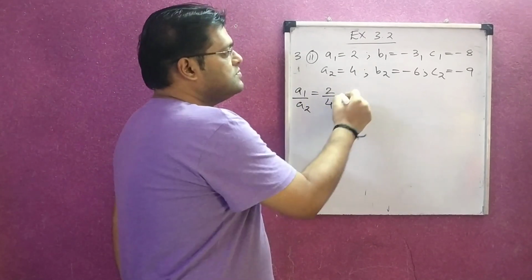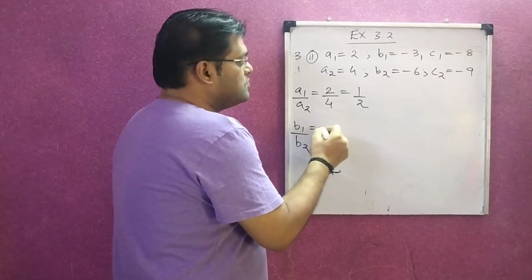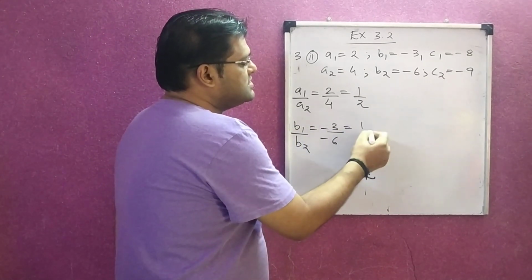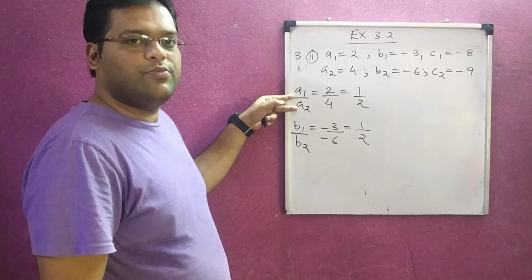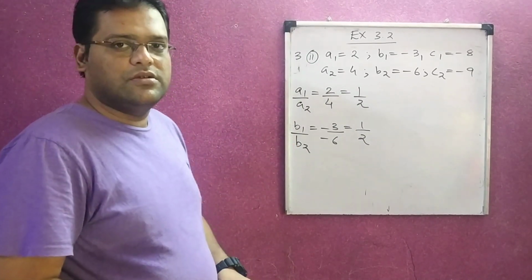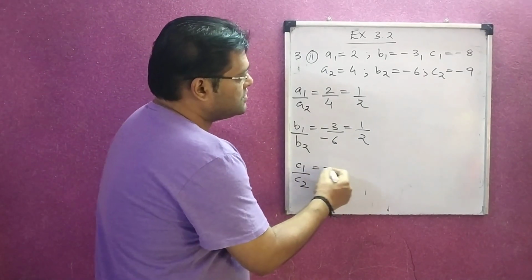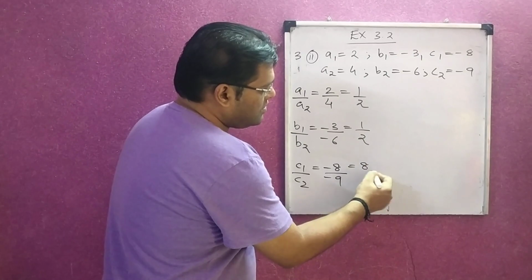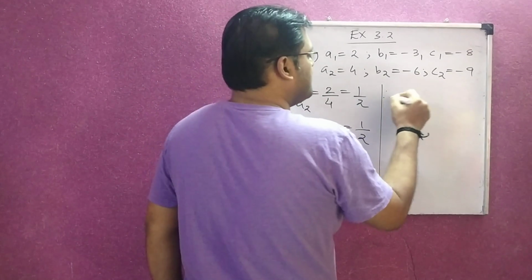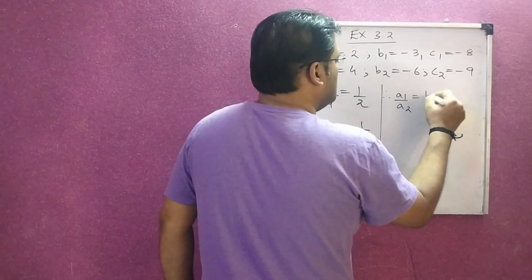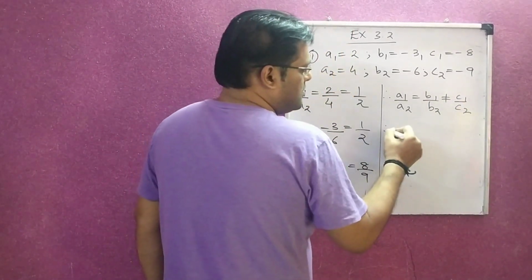It is 2 upon 4, 1 upon 2. B1 upon B2, minus 3 upon minus 6, 1 upon 2. So what I find is the first two ratios A1 upon A2 and B1 upon B2 are equal. Right? Only then I find the third ratio. That is C1 upon C2 is minus 8 upon minus 9, which is 8 upon 9. Right? Therefore I find that A1 upon A2 is equal to B1 upon B2 is not equal to C1 upon C2.